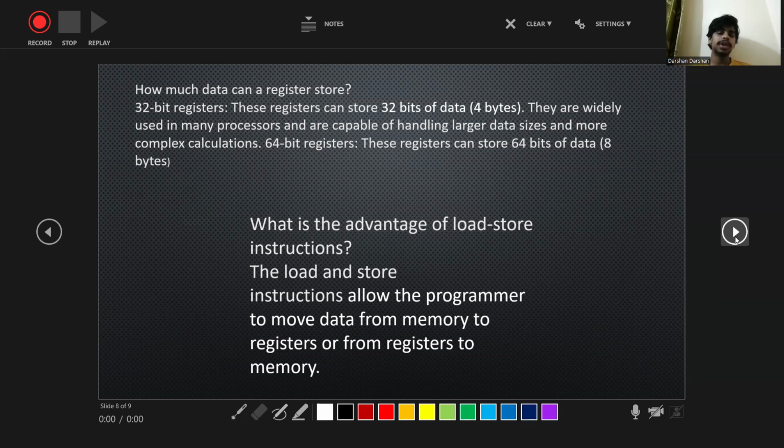Now, what are the advantages of load store instructions? The load and store instructions allow the programmer to move data from memory to register or from register to memory and vice versa.